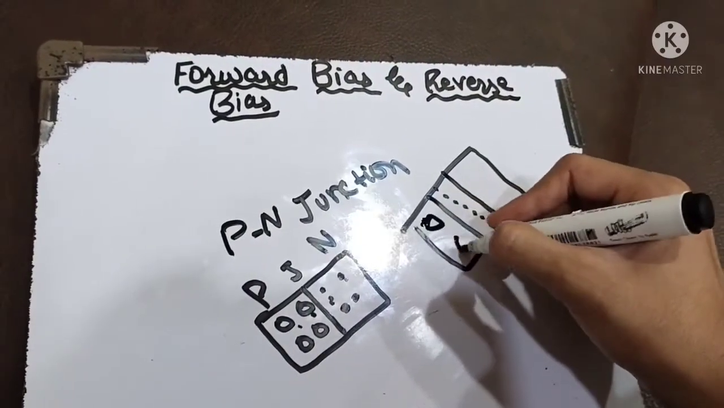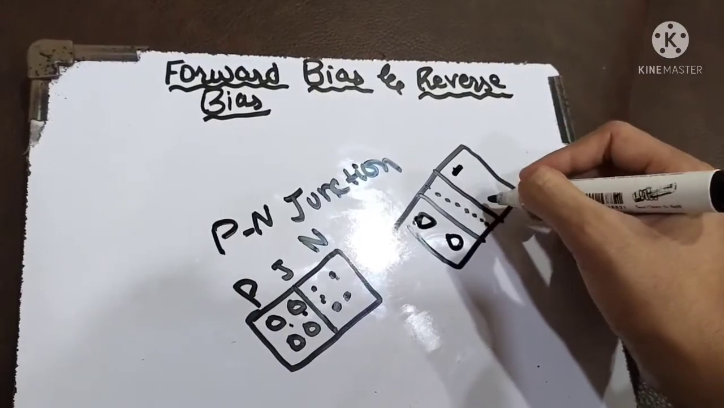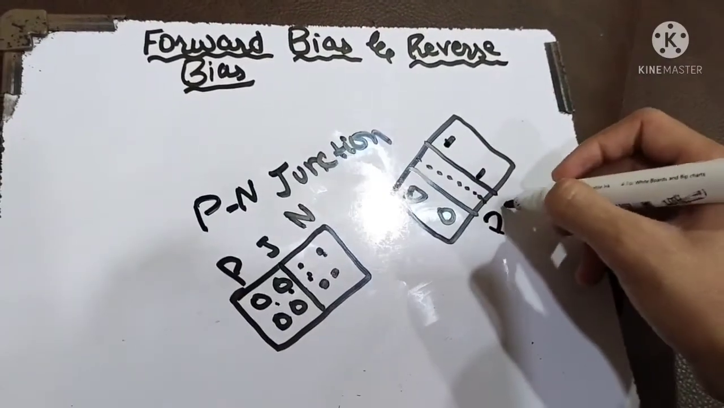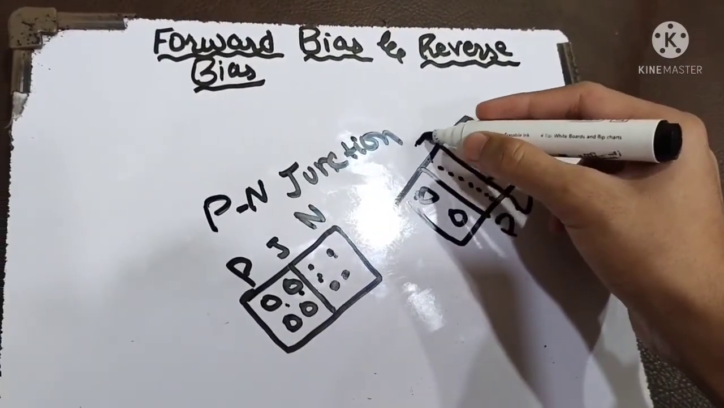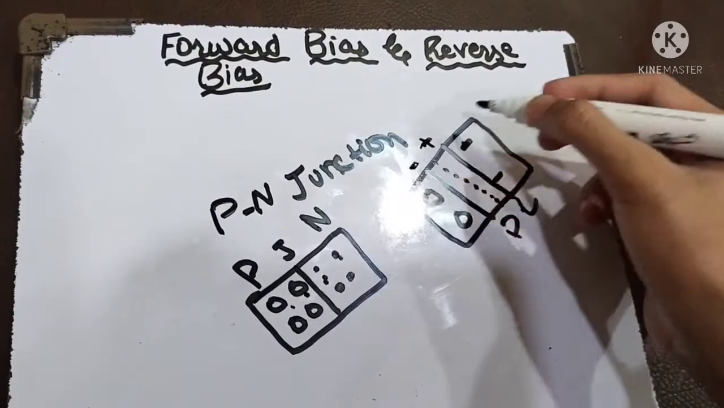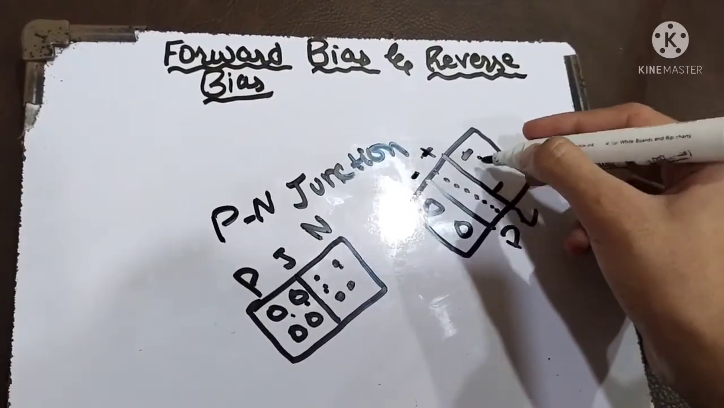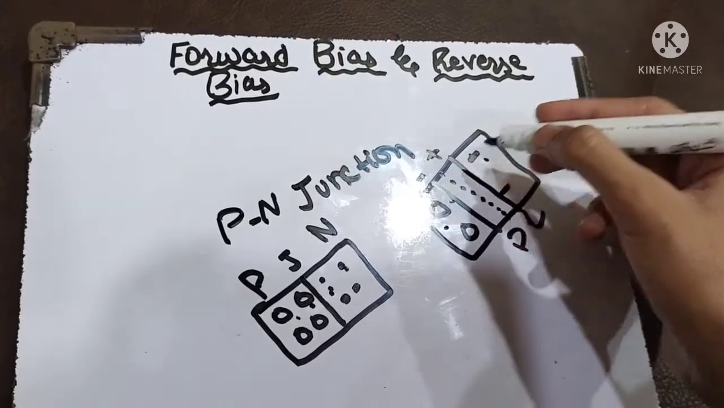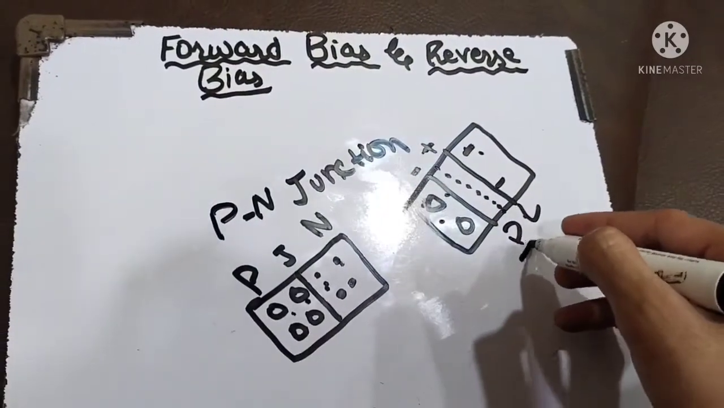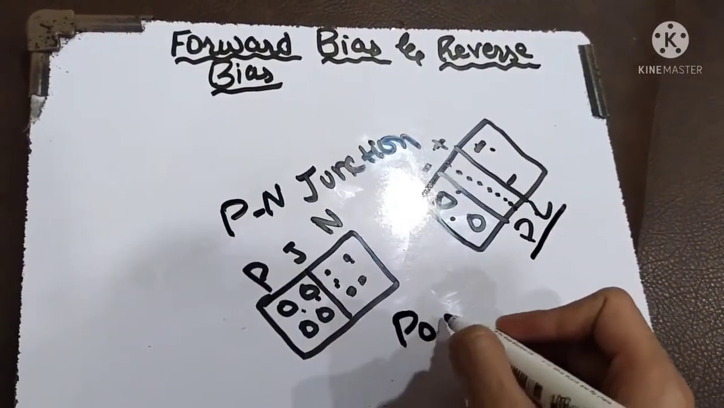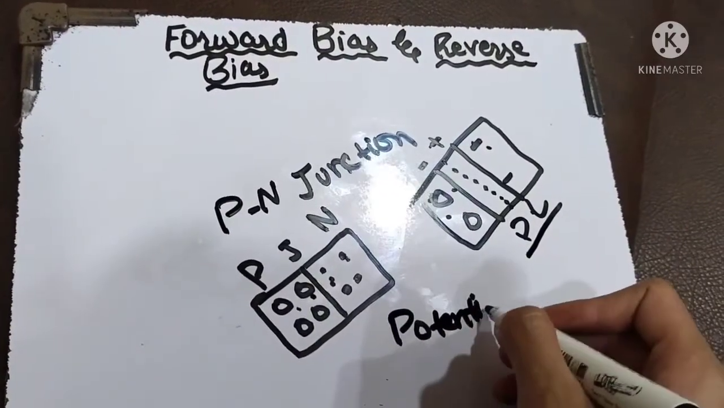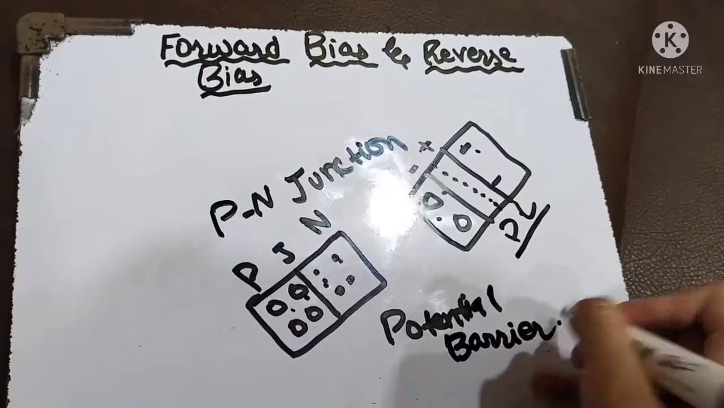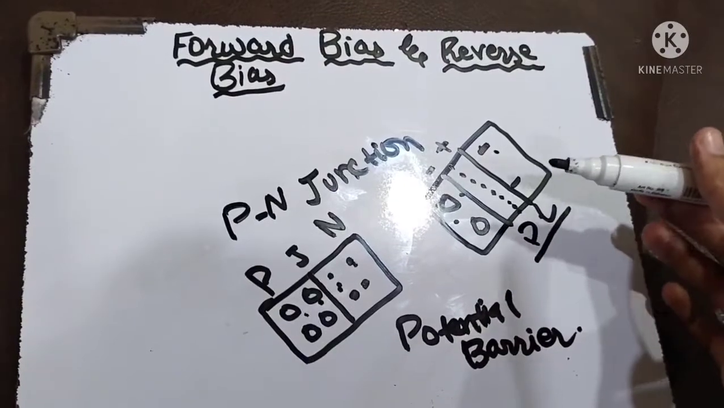Here are holes, and here are negative charges. So it is the p-type substance, the n-type substance, and the depletion layer. This depletion layer has a positive side and a negative side. The electrons of this side cannot move here, and the holes of this side cannot move to the positive charge. So they repel each other, forming the potential barrier. We studied the potential barrier yesterday.